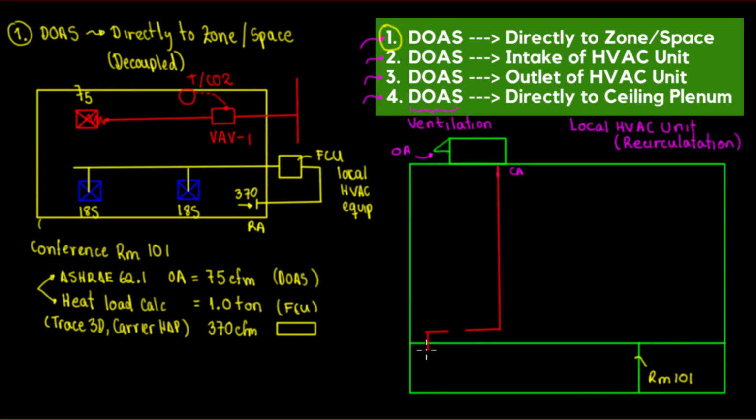So this is outside air, 75 CFM OA. This is dumping, and in here I have my VAV box. And this is my riser, the duct riser.